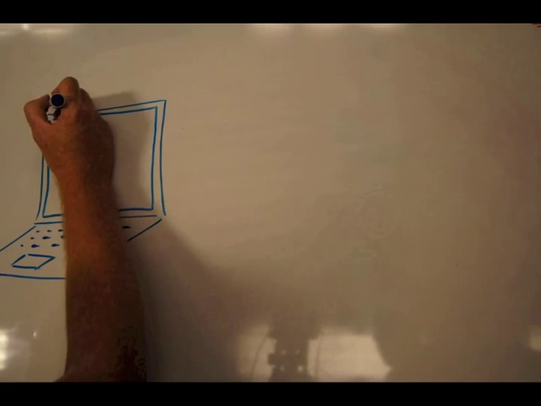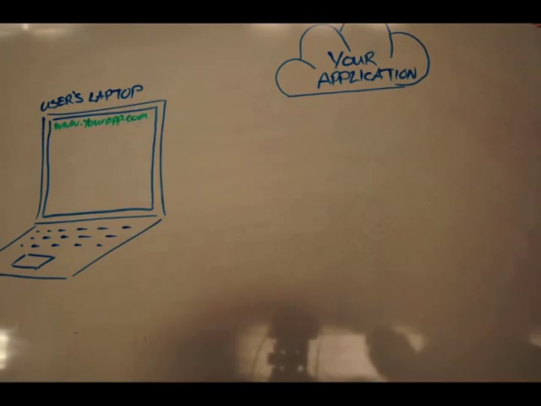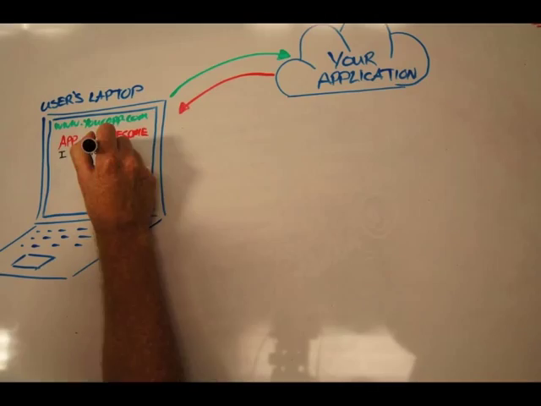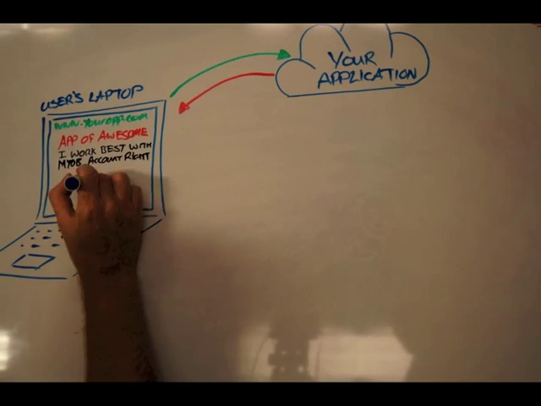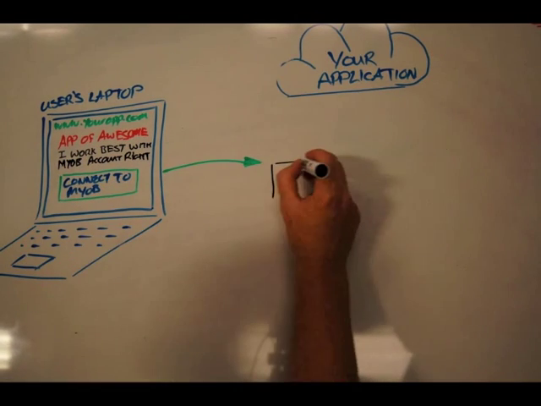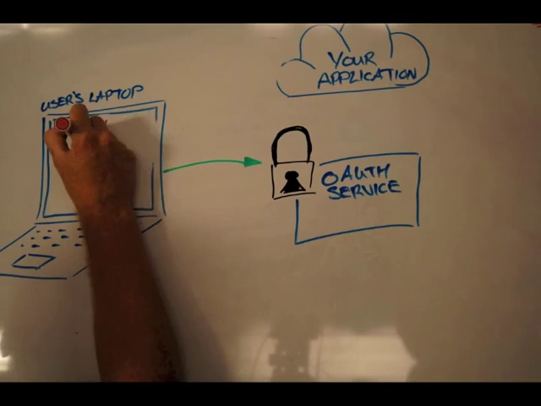So here we have a user with their laptop. They type in the web address of your application. Your application sends back a web page, App of Awesome, and tells the user that it's best to connect to AccountRight. The user connects to MYOB. This sends them to the OAuth service, allowing them to log in.